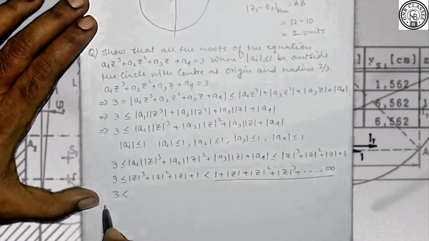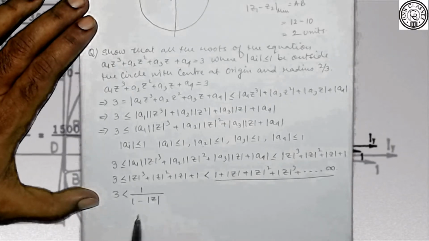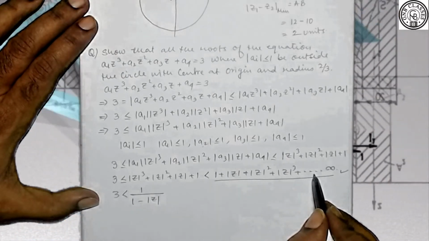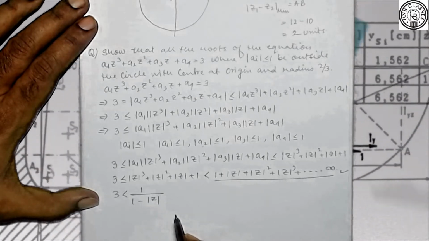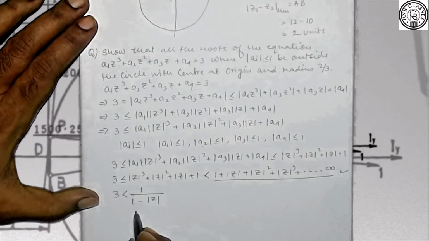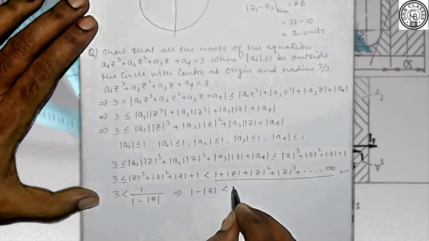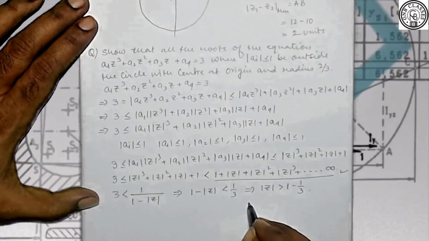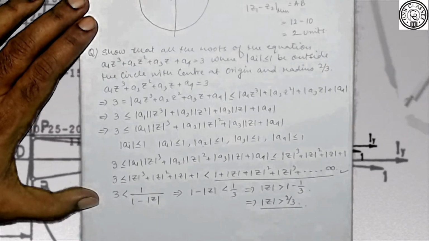Now we are applying the GP infinite series formula. So this is the infinite GP series, and the sum for an infinite GP series is a divided by 1 minus r, where a is the first term and r is the common ratio. Here the first term is 1 and the common ratio is mod of z. So from here we can say mod z is greater than 1 minus 1/3. That implies mod z is greater than 2/3.